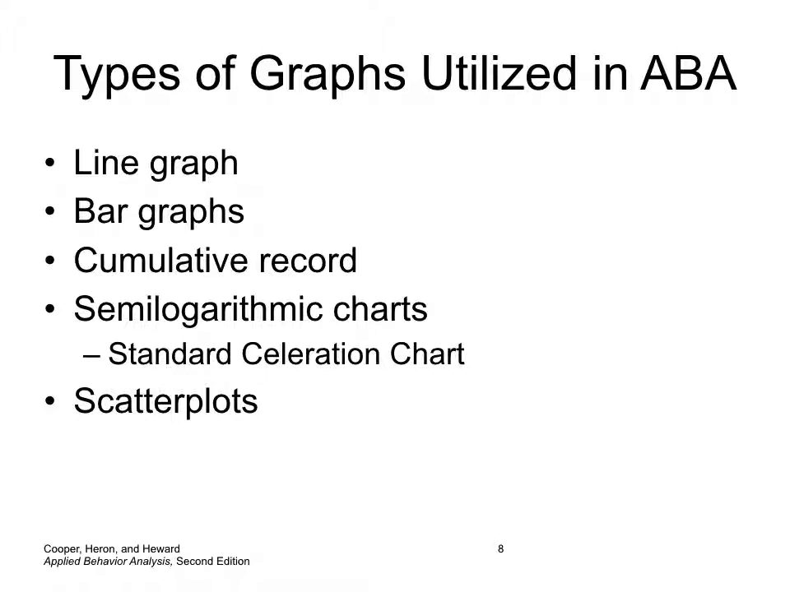There are several types of graphs used to display behavioral data in applied behavior analysis. The visual format selected depends on the type of raw data collected and the primary purpose of the evaluation. Commonly used graphic displays include line graphs, bar graphs, cumulative records, semi-logarithmic charts, and scatter plots. Line graphs are the format most commonly used by applied behavior analysts.